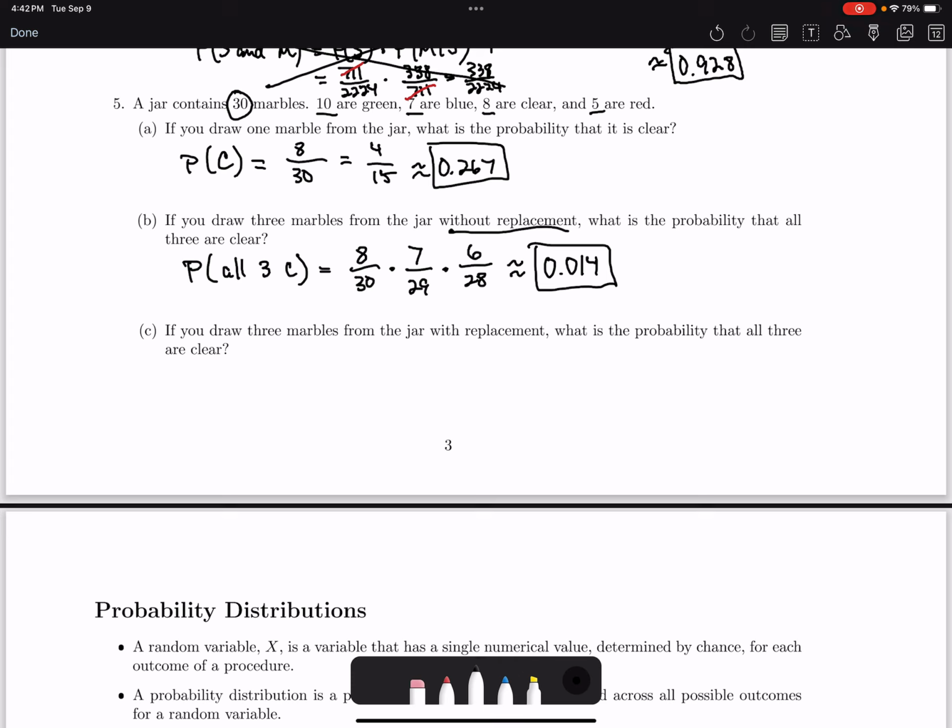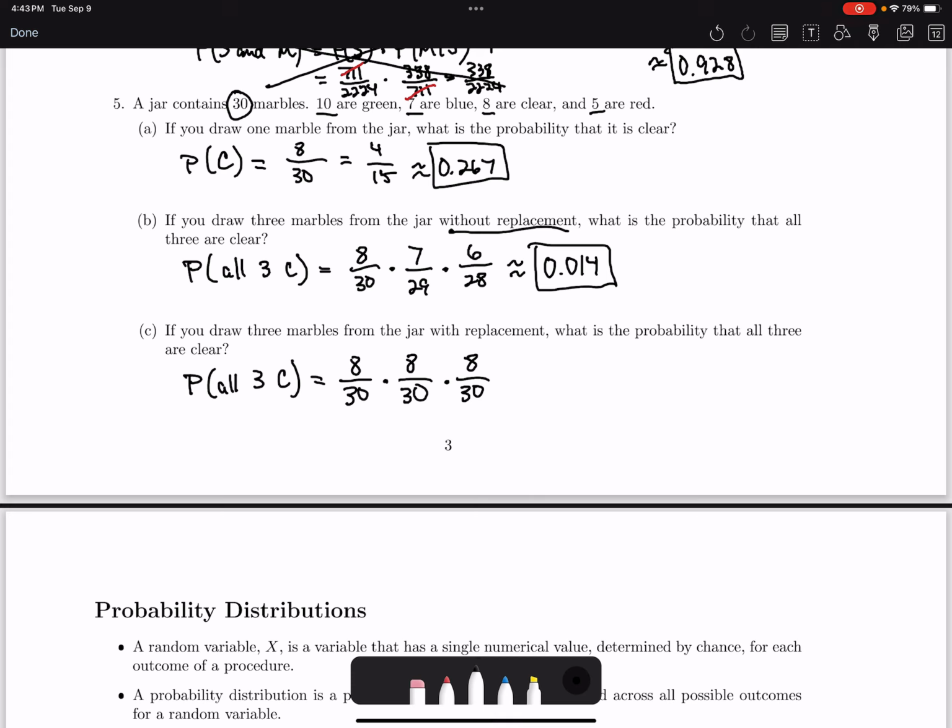And then finally, part C asks, if you draw 3 marbles from the jar with replacement, what's the probability that all 3 are clear? So this time we will replace the marbles back into the jar. All 3 clear. Okay, so on our first draw, there are 8 clear marbles out of 30 marbles in the jar. And on our second draw, there will still be 8 clear marbles in the jar and 30 marbles overall, because we replaced that first one back into the jar before making our second draw. And same thing with the third draw. There will still be 8 clear marbles and 30 marbles in total.